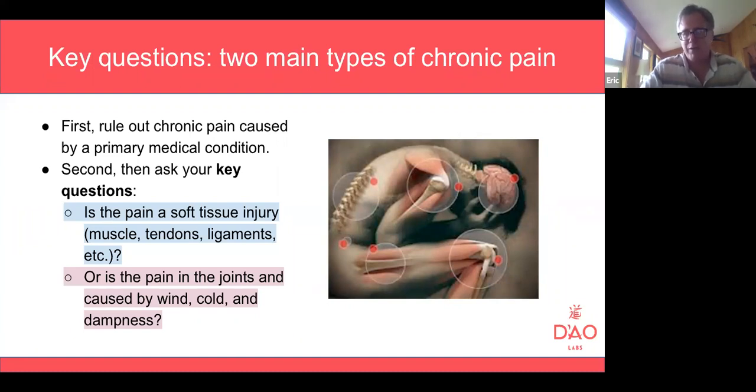So if we can make a distinction, if we can ask these two questions, so we know how to ask them and we know how to get our answers, your practice will be transformed, and you'll have two very different approaches on how to treat chronic pain, and your clinical results will improve immensely. So I'm going to talk about that first one, the soft tissue injury.